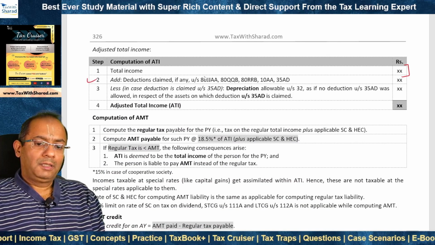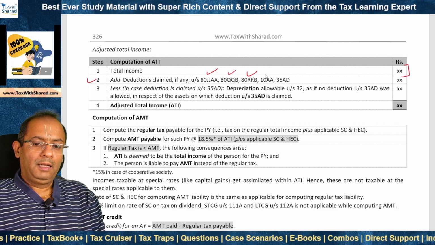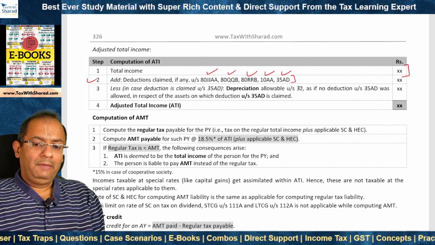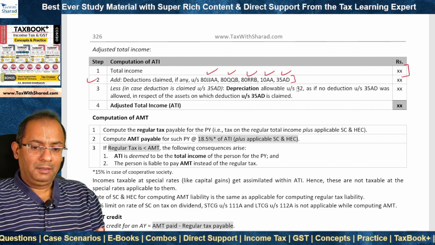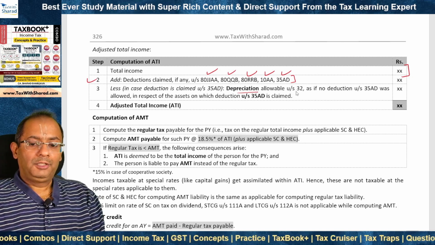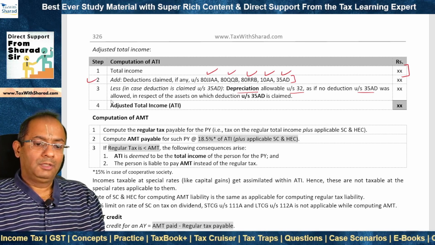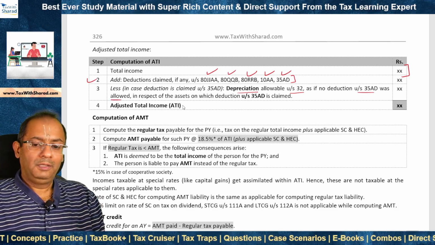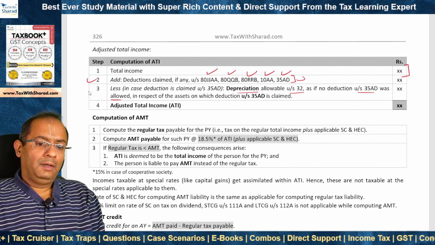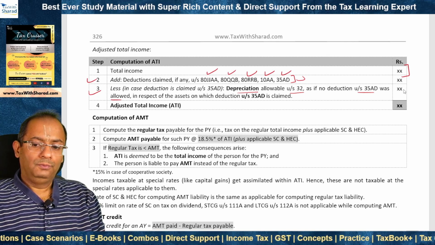So we add deductions claimed, if any, under 80JJAA, 80QQB, 80RRB, 10AA and 35AD. Now, as far as 35AD is concerned, if we add back the deduction, then in its place, we should now allow the depreciation under section 32, as if no deduction under 35AD was allowed. Because if 35AD is not allowed, depreciation should be allowed. So when we are adding back 35AD, we should now provide deduction on account of depreciation under section 32.